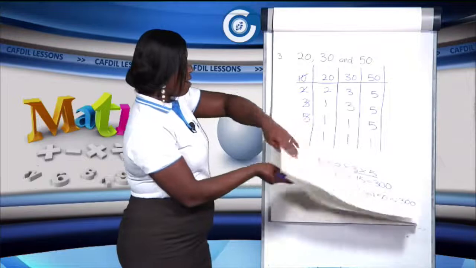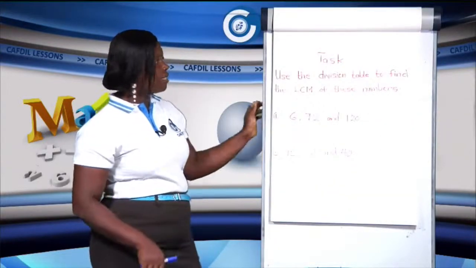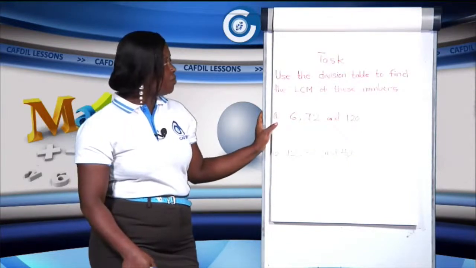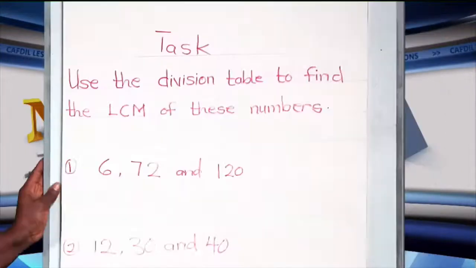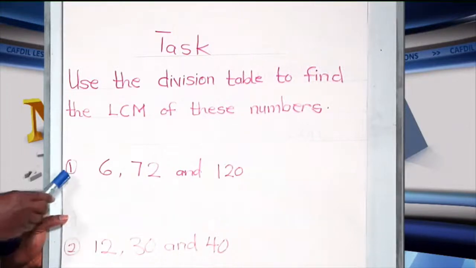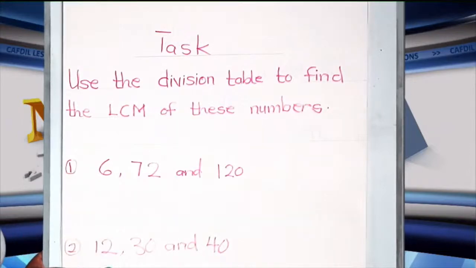Let's look at our assignment for the day. You have a task. Use the division table to find the LCM of these numbers. The first one, 6, 72, and 120. I want you to find the LCM of these numbers. And the second one, you have 12, 30, and 40. LCM of 12, 30, and then 40.